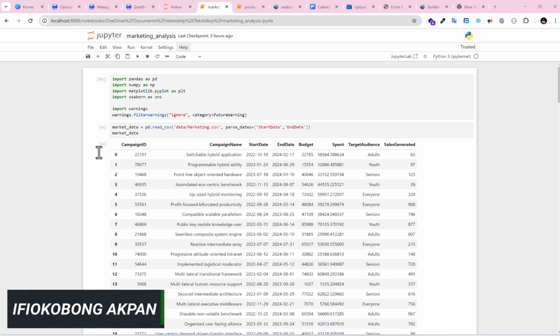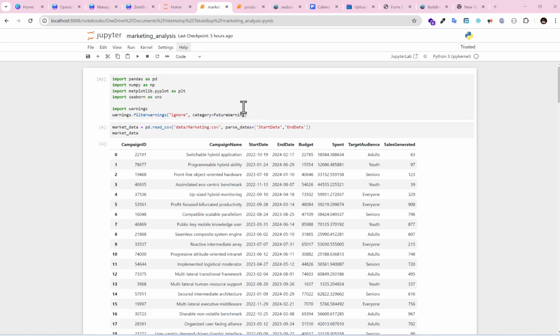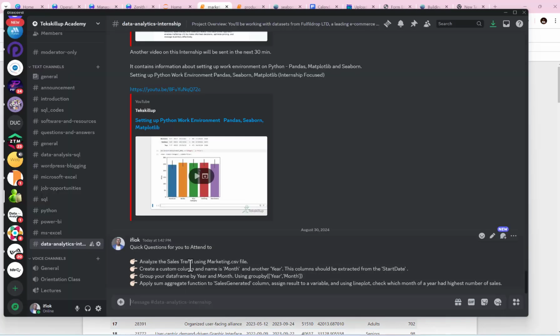In this part of the internship guide, I want to explain a few things from the data set that we were given, specifically the marketing data set. The question being asked is for us to find patterns, like analyzing the sales trend using this marketing.csv. As a data analyst, it is your responsibility to find patterns, typically depending on the industry that you're working in.